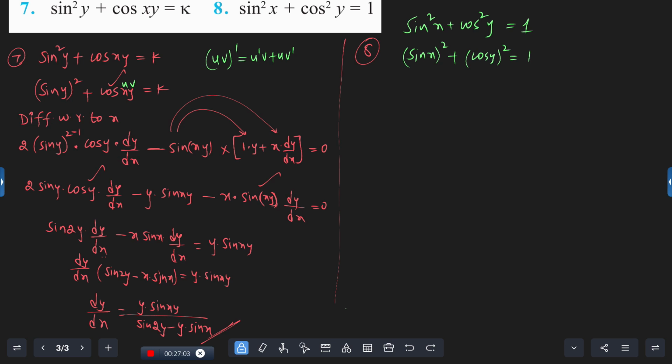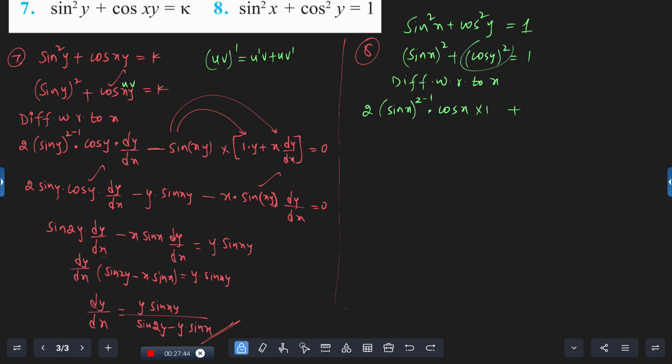Now you differentiate with respect to x on both sides. When you differentiate, first term, the 2 will come down. Sin x whole power 2 minus 1, into the derivative. What about the derivative of sin? Cos x. Now the derivative of x is 1. Okay. Now plus. So this is all for sin x whole square.